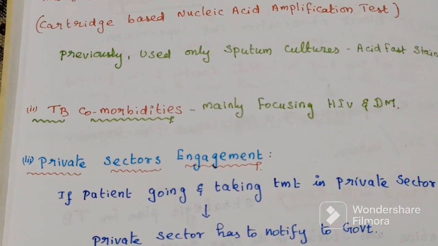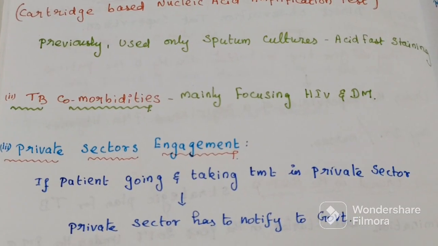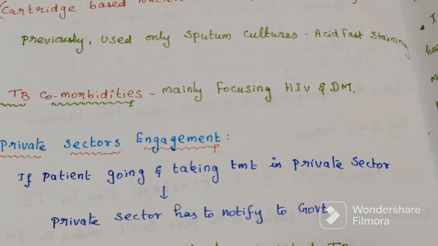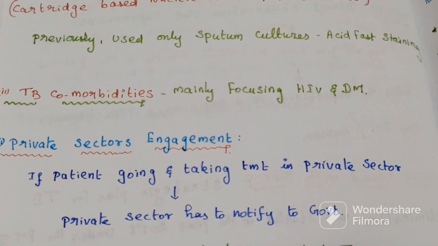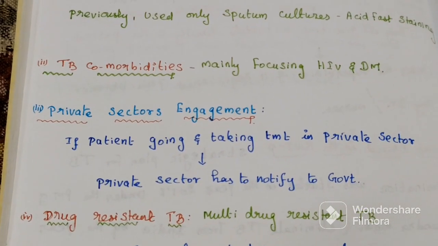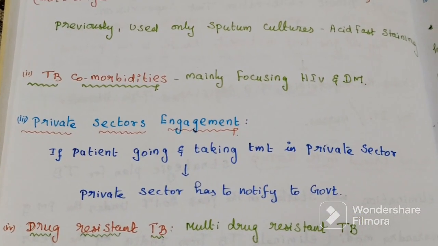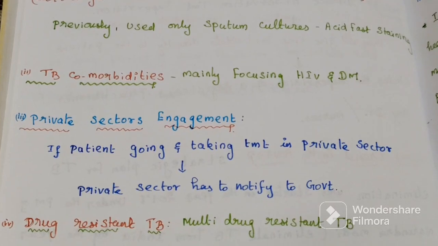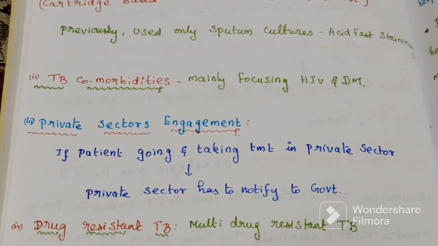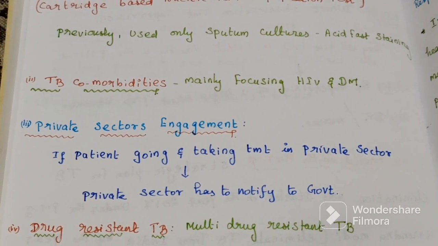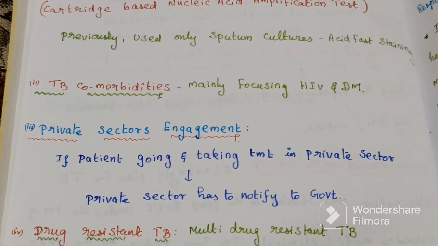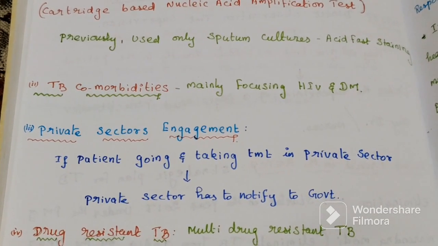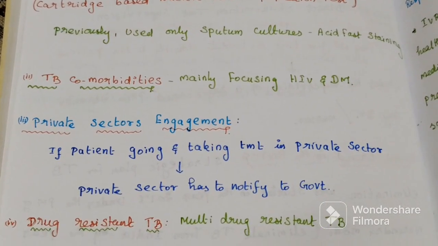The third strategy is private sector engagement. Now we are involving the private sector also to find cases. If any patient is undergoing treatment in the private sector, the private sector has to notify those cases to the government. If a patient is buying a tablet from a private pharmacy, they have to notify the government through a separate portal, which is called notification. For that reason, we are enhancing the private sector also.